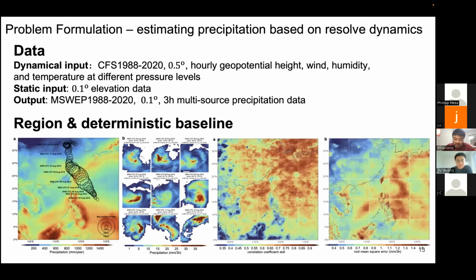So the problem setup is as follows. We know that the GCMs can very well resolve the geopotential height, wind, humidity, and temperature at different pressure levels. And we know that their precipitation is not good. So we have the reanalysis geopotential height, wind, humidity, temperature at different pressure levels as our input. And given this input, we want to have a generative model telling us what the underlying precipitation field would look like. And it's a conditional generative model. That is, given the same input, we want to know the distribution of this underlying precipitation.